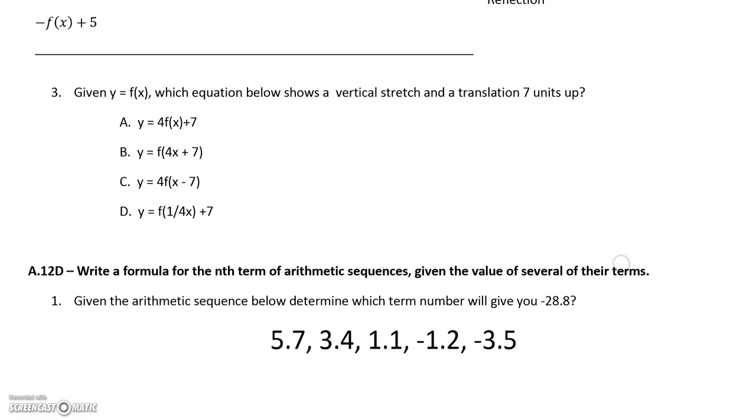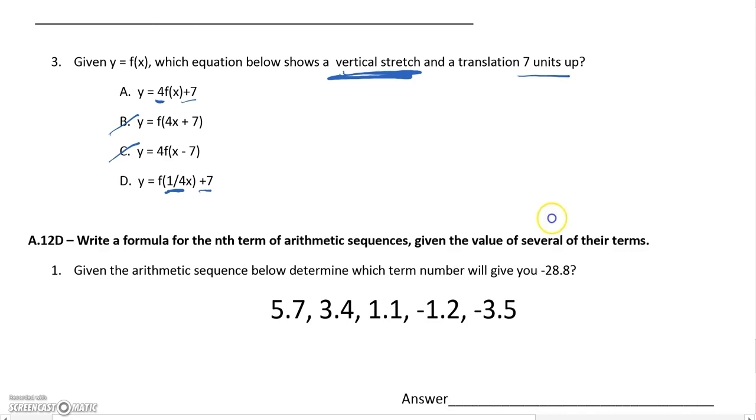Okay, and then this one, we need something that has a vertical stretch, and it shifts up 3. So up, it has to be outside the parentheses, so up is +7 like these. So it's not B or C. And then vertical shift, look and see where vertical goes, if it's something that's inside the parentheses or outside the parentheses.